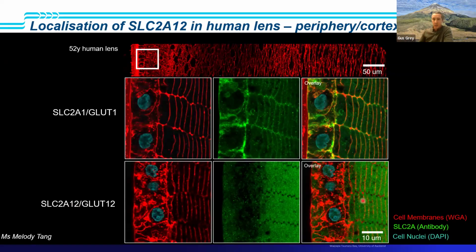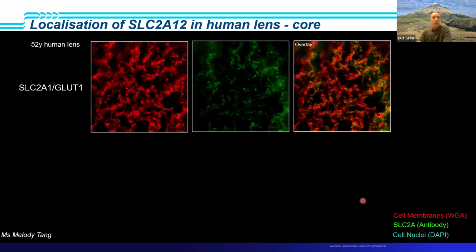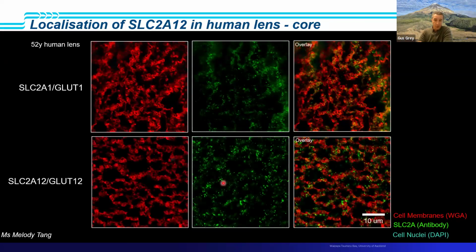If we look in a different region, in that central core region, again, this is GLUT1. You can see it associated with the cell membranes. GLUT12 also associated with those membranes. So there seems to be a subcellular location switch for GLUT12, depending on whether you're looking at the cortical fiber cells or those core fiber cells.